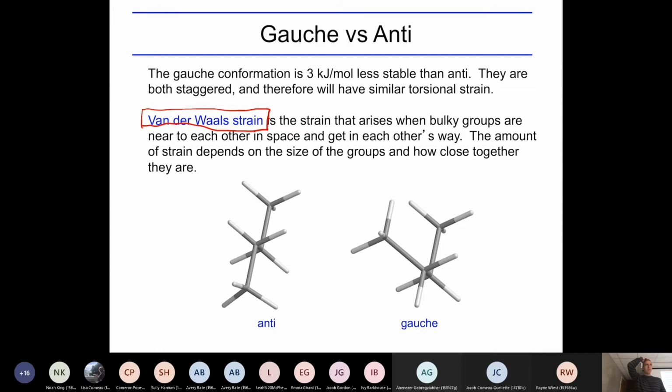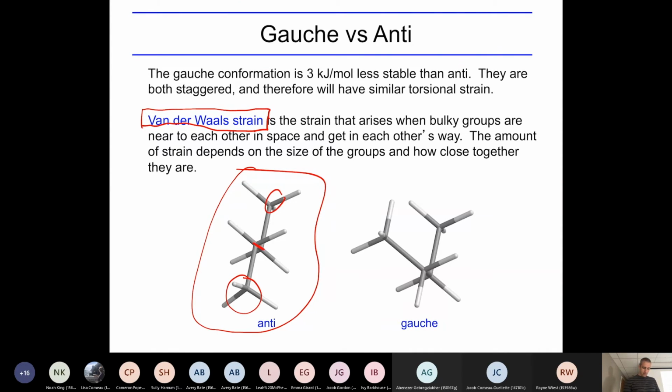So van der Waals strain gets higher or more severe the bigger those groups are, and the closer you try to squeeze them together. Right? Consider those Nerf balls again. If you have two little hard balls and you push them a little bit, that's fine, but if you have great big ones and you really try to squeeze them in the same volume, then it becomes very problematic.